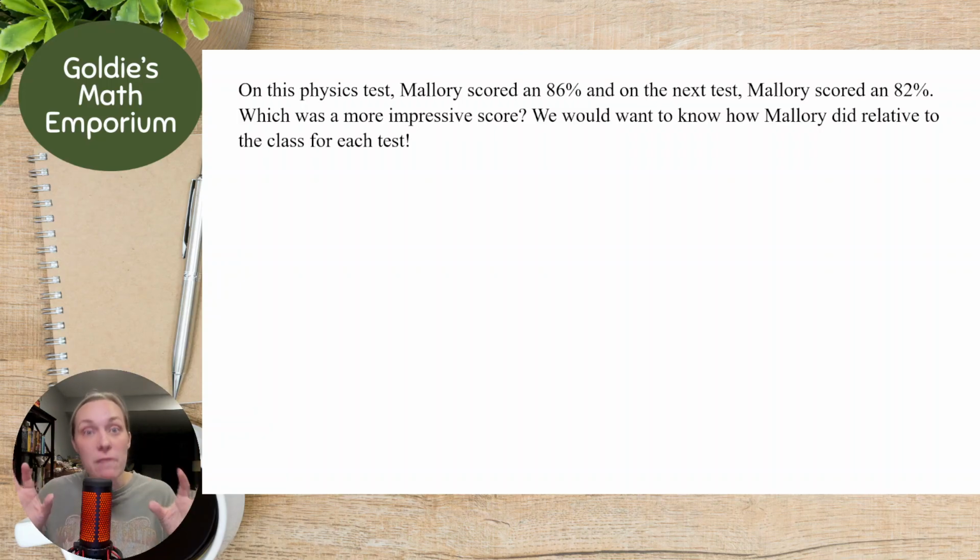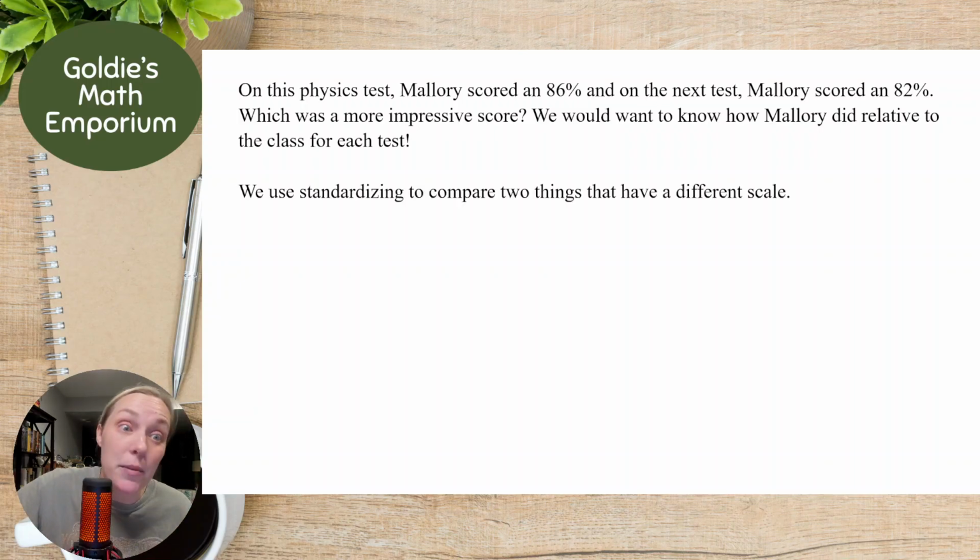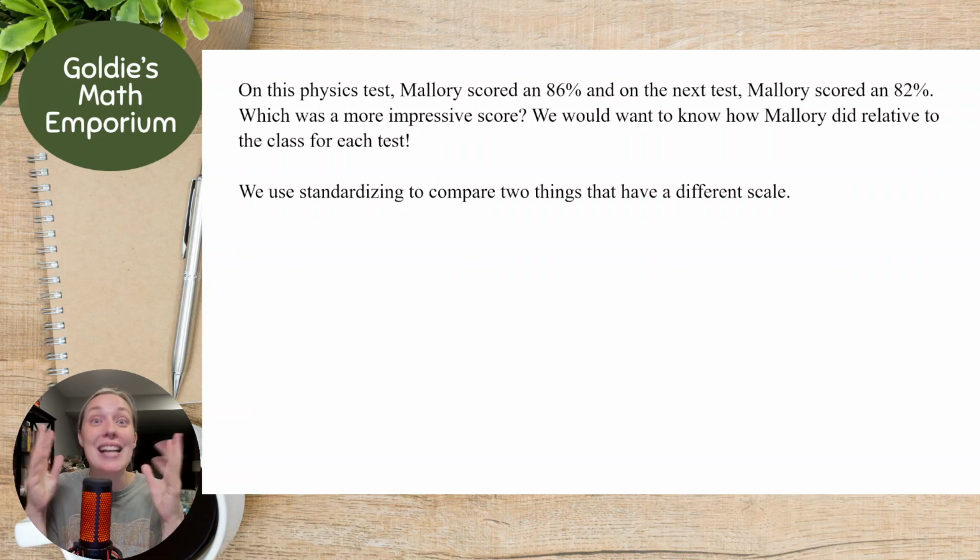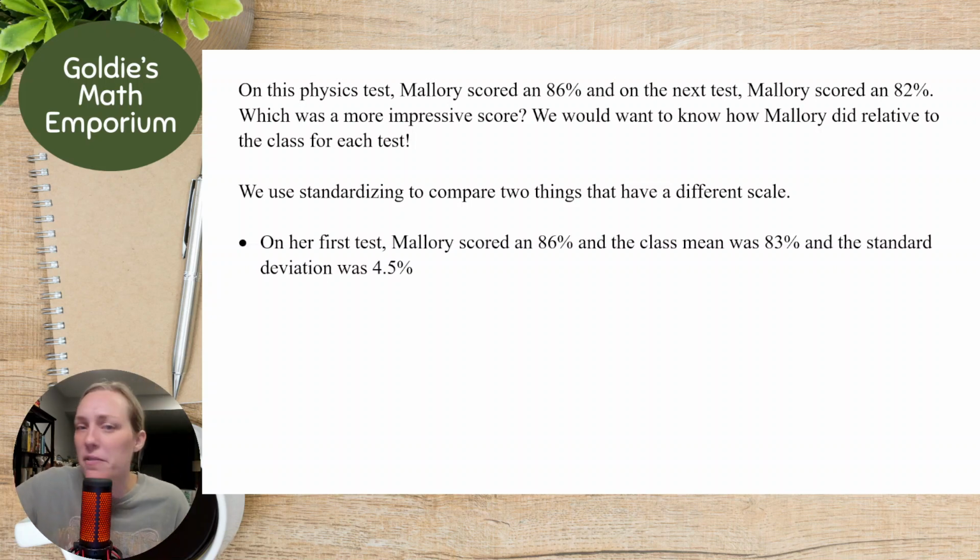Having that information would allow us to answer the question about which is the more impressive score a little bit better, okay? So we use standardizing when we want to observe that distance, when we want to compare two things, like in this case, Mallory's two tests, when they have a different scale. Now they're measuring the same thing, but they have what we call a different scale because the class did differently on each of those tests, again, due to a number of factors, right?